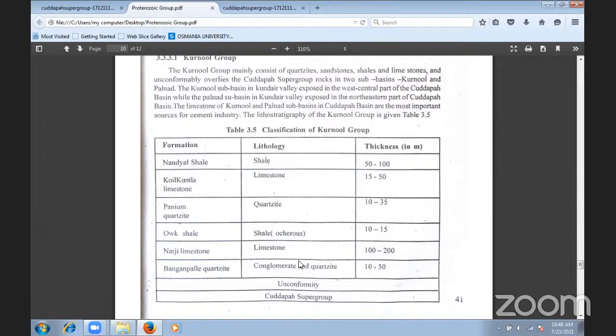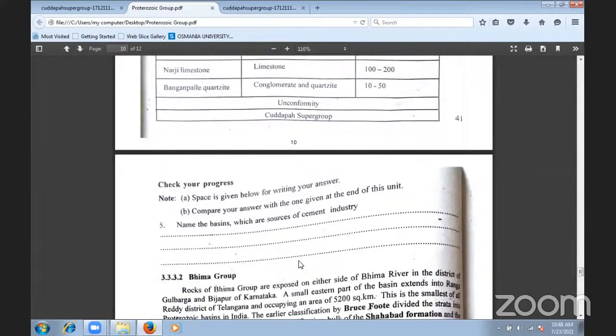Identifying the lithological formations, it consists mostly of shale, limestone, quartzite, and shale conglomerate. The thickness is on average 50 to 100, and the Banganapalle Quartzite is about 10 to 15.